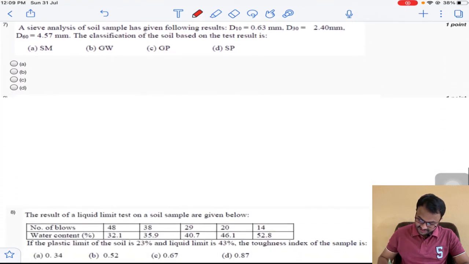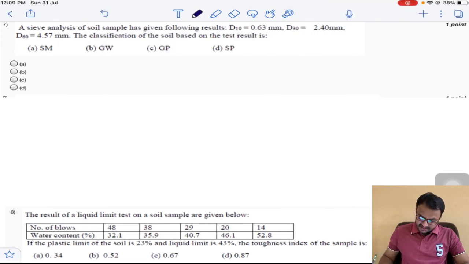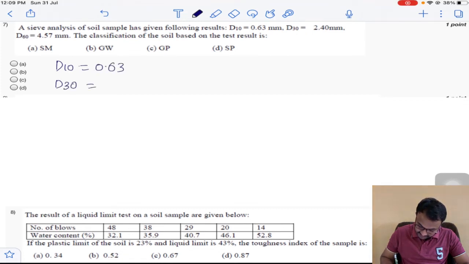Coming to the next question, it's one of the most important ones. A sieve analysis of a sample has given the following results: D10. D10 means the effective size of the sample, the size for which 10% is finer. He has given D10 equal to 0.63, D30 equal to 2.40, and D60 equal to 4.57. All the units are in mm.